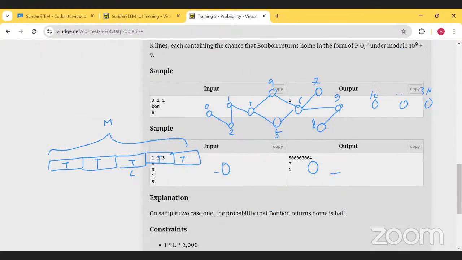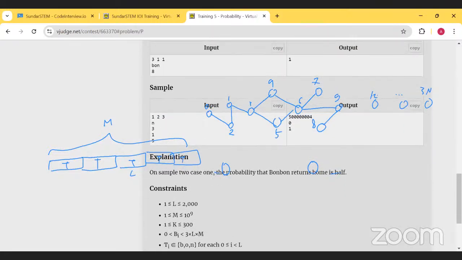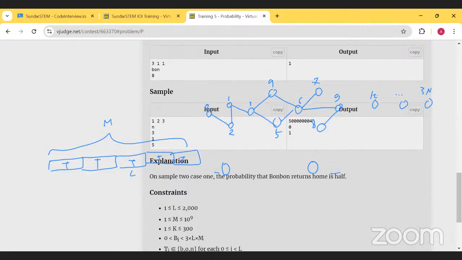For example, L is 1 here and M is 2 and the string T is just N. So we want to repeat it twice here. So the string will be like this.